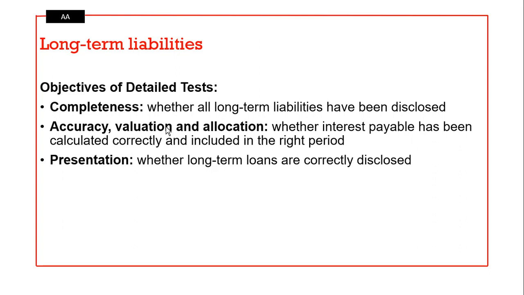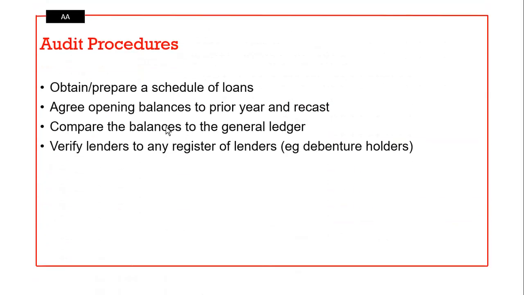And of course, the objective of our audit test here is completeness, accuracy, valuation, and allocation, as well as presentation. Completeness has to do with whether all the transactions got to be recorded. Then we have accuracy, valuation, and allocation. We need to check whether interest payable has been calculated correctly and included in the right period. We need also to check whether the presentation of long-term liabilities has been properly done, especially when you consider what we call convertible financial securities.